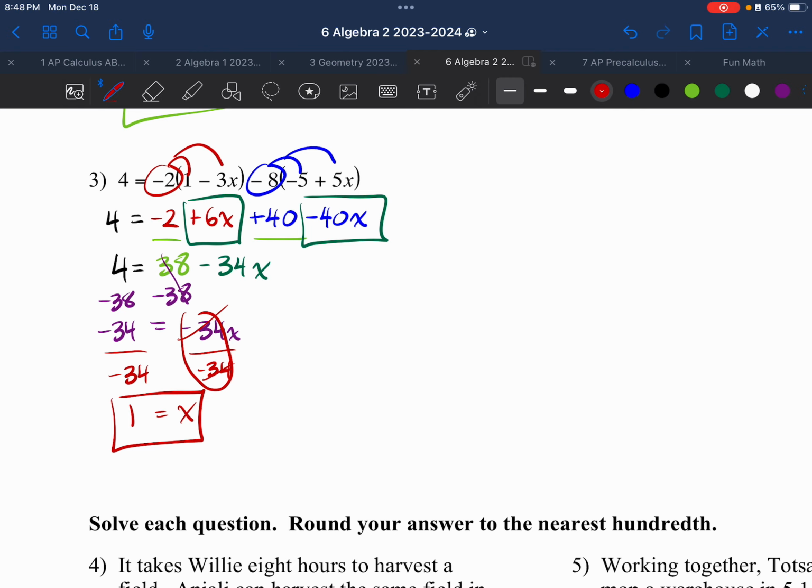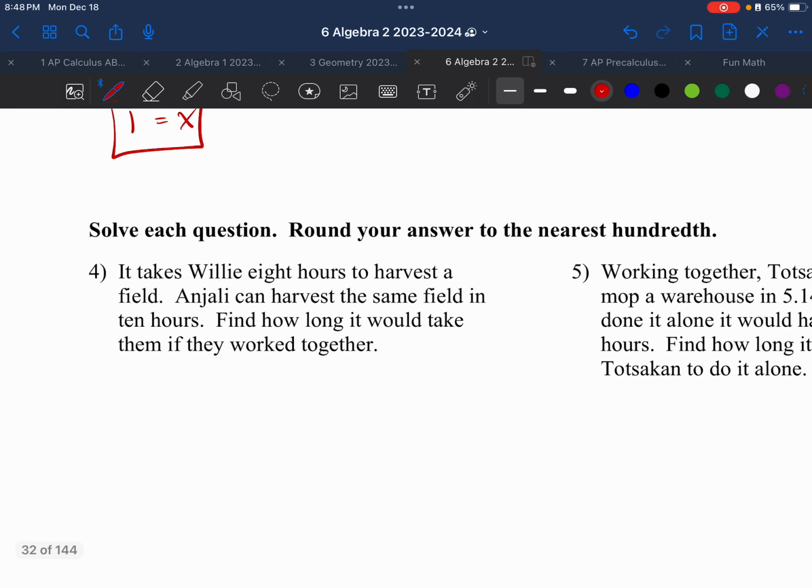Then we move into our group of word problems. So I'm going to read these really quickly. Number 4: it takes Willie 8 hours to harvest a field. Anjali can harvest the same field in 10 hours. Find how long it would take if they worked together.